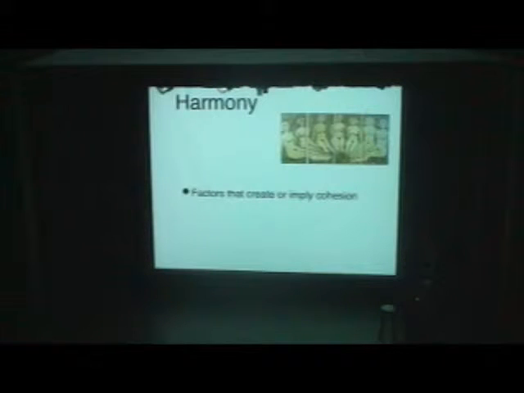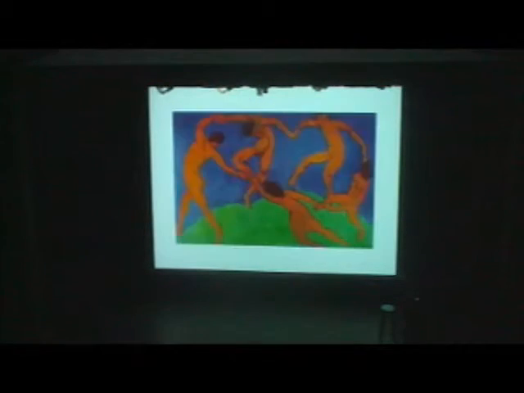This is Matisse. See how the way the shapes reiterate themselves? All these curved shapes. They start to create a nice rhythm in and out, around and through the picture. The same thing with the dance. You see the rhythm that's implied and the way the arms are linked together?